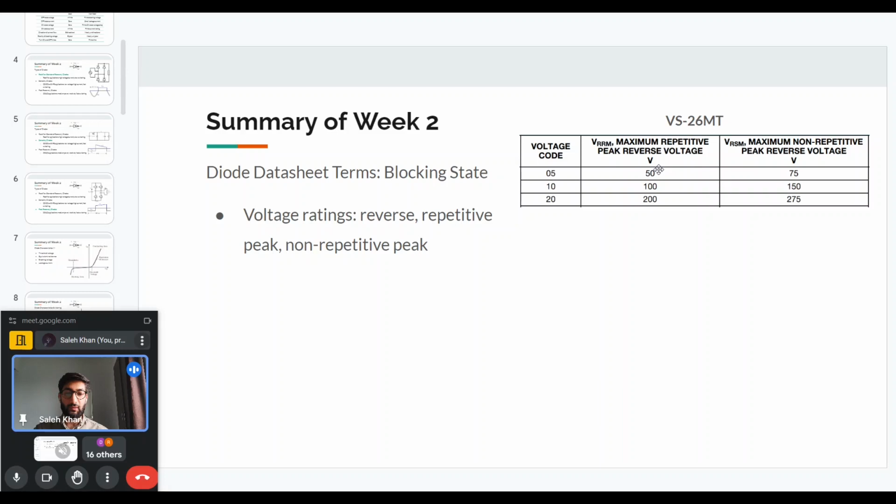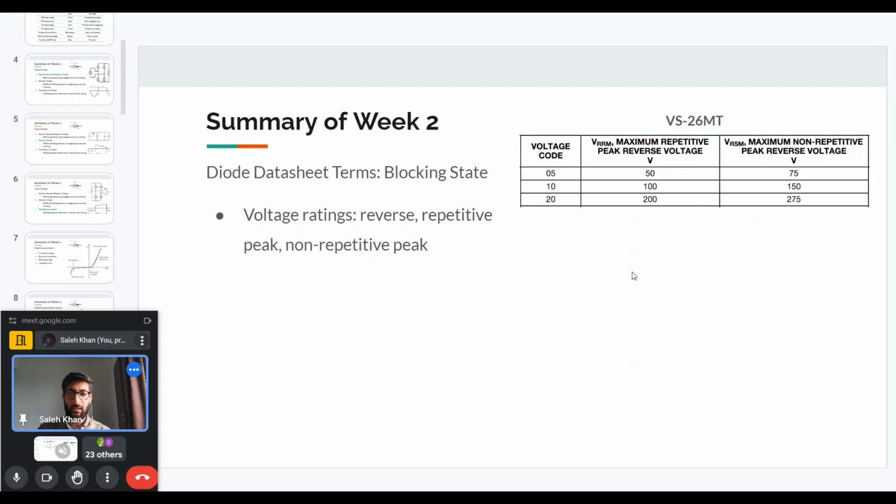But that does not mean the diode cannot block more than this voltage for a short duration. That rating is given by the non-repetitive peak reverse voltage. This is the voltage that the diode can block for a very short time if it happens in a rare fashion. As you can see in the data sheet, this voltage is slightly higher than the repetitive voltage because it does not occur frequently. That is why for a very short duration, the diode can block slightly higher than the repetitive peak voltage.